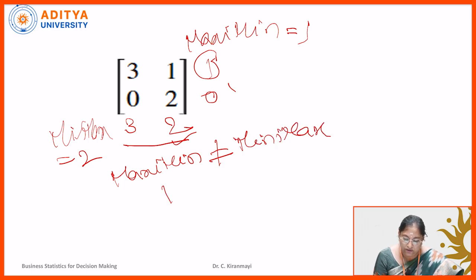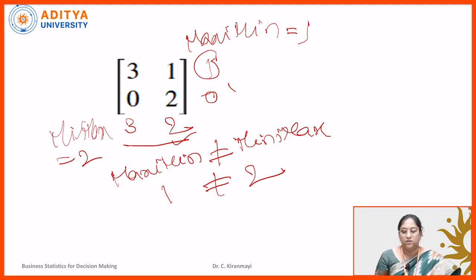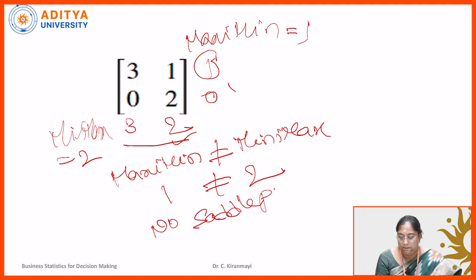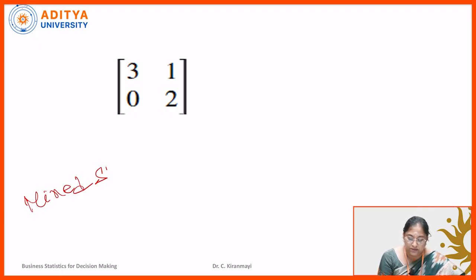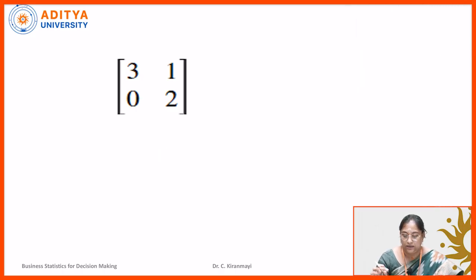Maximin we have obtained as 1, minimax we have obtained as 2. So, here maximin is not equal to minimax, therefore, there is no saddle point. Therefore, how to solve a game without a saddle point? When there is no saddle point, it means that the players are using mixed strategies. Let us see how to solve such a game which involves mixed strategies, or a game without saddle point.